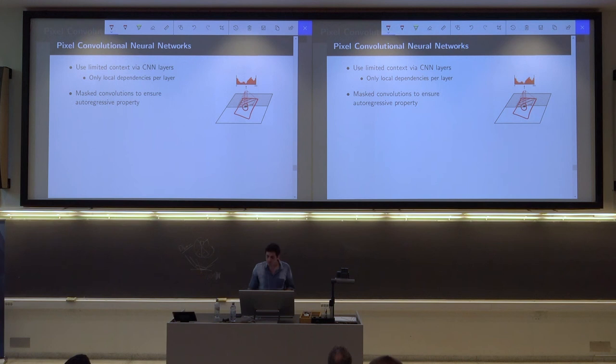So I mask the rest of the image so that my convolution only looks at information it's allowed to look at. And as I stack these layers, the receptive field is going to grow bigger and bigger, and so it covers the whole image. But because of the mask, it will only cover the things that I'm allowed to look at. So actually, we can go back to this image.